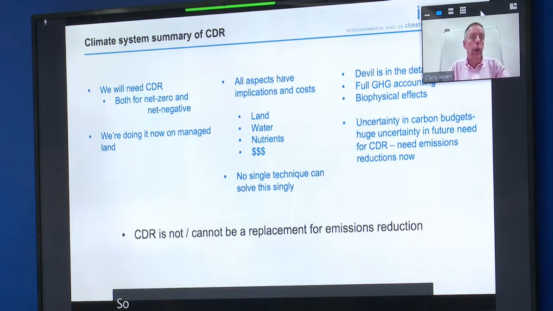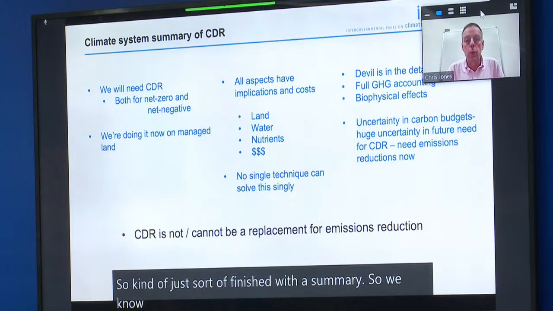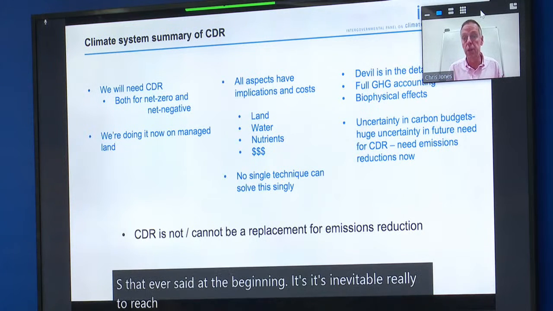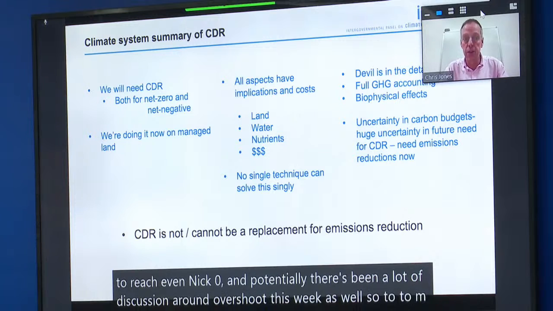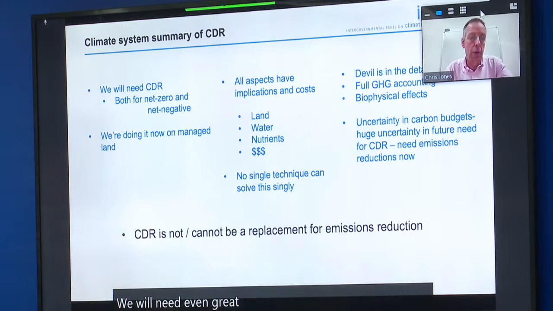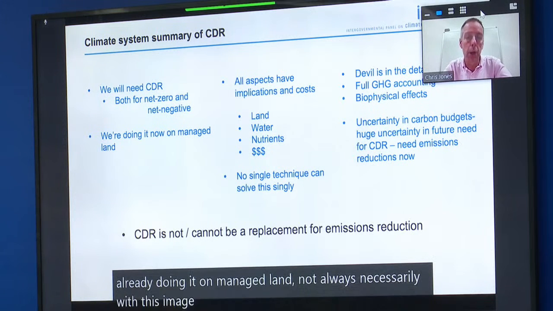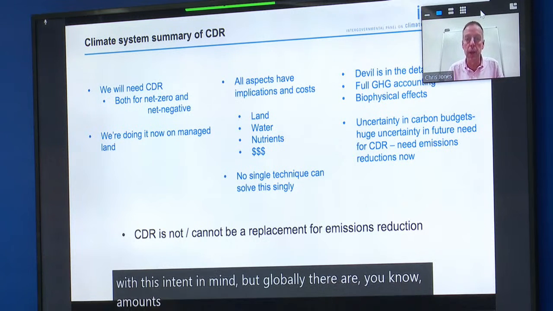So I thought I'd finish with a summary. We know that we need some sort of CDR. Deborah said at the beginning, it's inevitable really to reach even net zero, and there's been a lot of discussion around overshoot this week as well. To make the world net negative, we will need even greater amounts of CDR. We are already doing it on managed land, not always necessarily with this intent in mind, but globally there are amounts of CDR happening that are not insignificant.